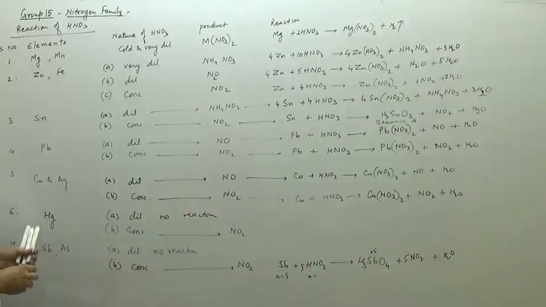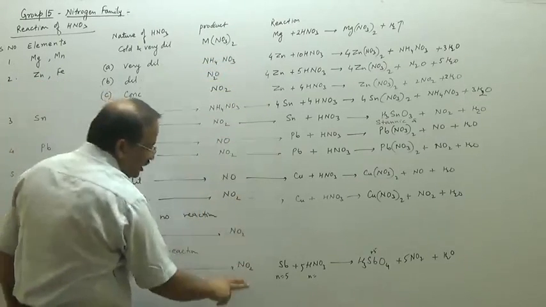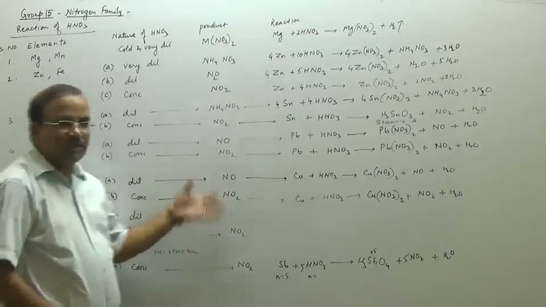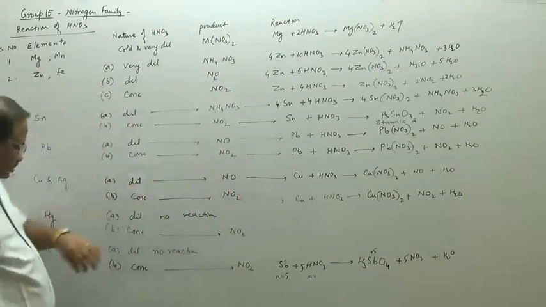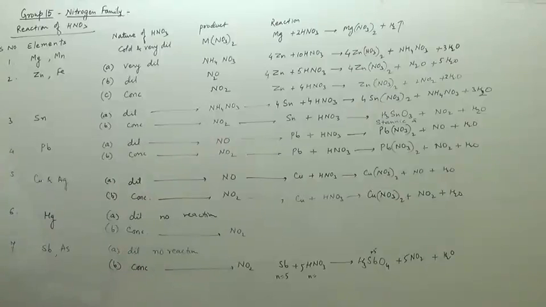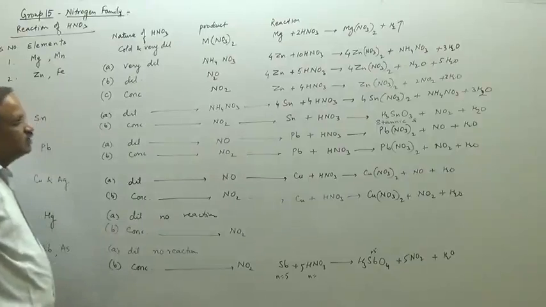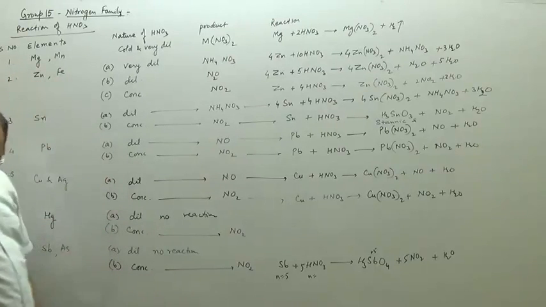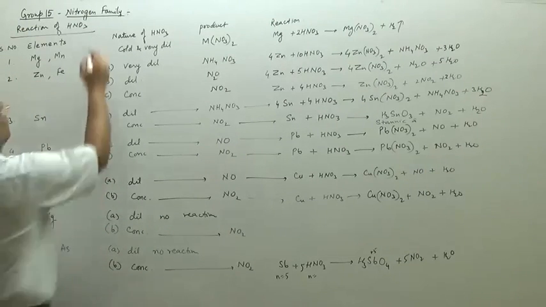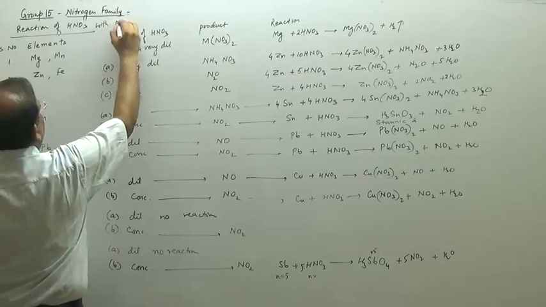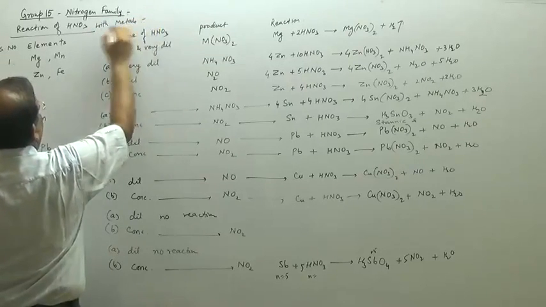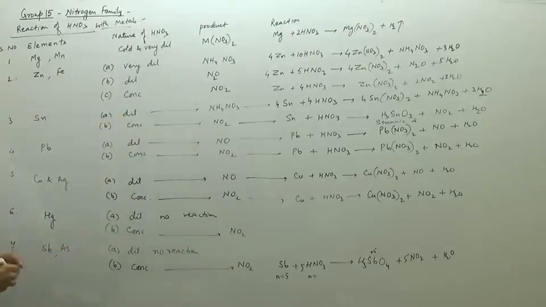And here also we can write the same reaction with mercury. So that is all we have about the reaction products. This is the main part we have to remember, how we get the different products. In the case of concentrated nitric acid, we always get the same product. The product doesn't change. So that is the product of the reaction of HNO3 with metals.